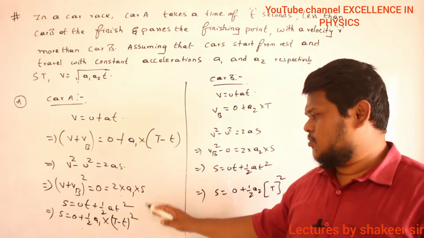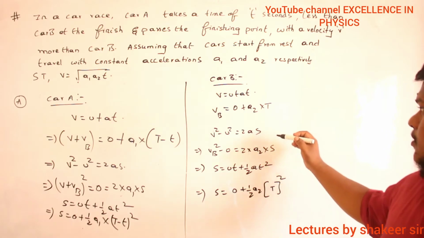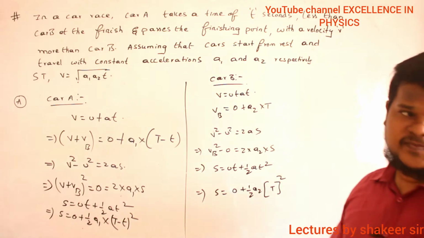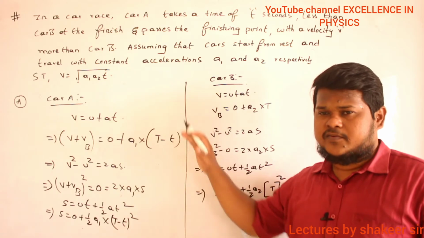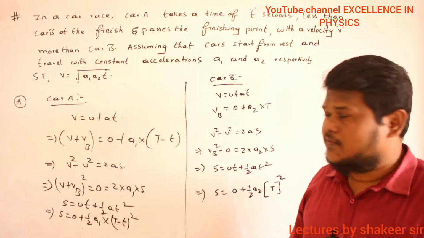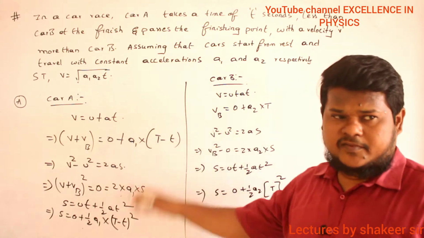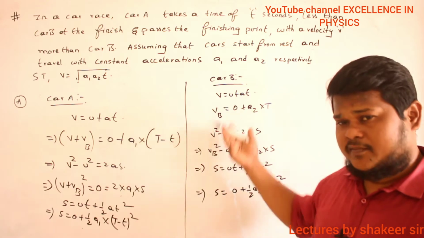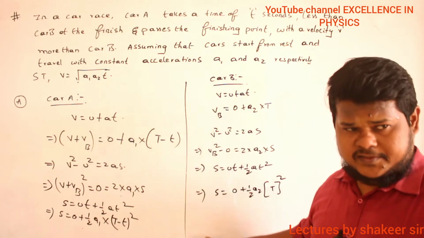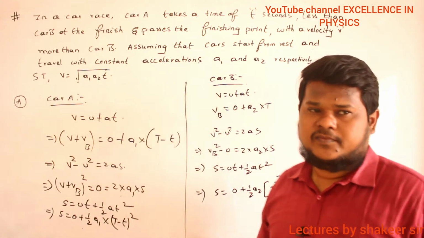1, 2, 3, 4, 5, 6 equations. By using any of these 6 equations, you are supposed to derive this relation: v is equal to square root of a1 into root of a1 a2 into t. Now can you try from here? The equations I have written, have you understood them? So after writing the equations, see how you can derive this relation. Fine? Come.